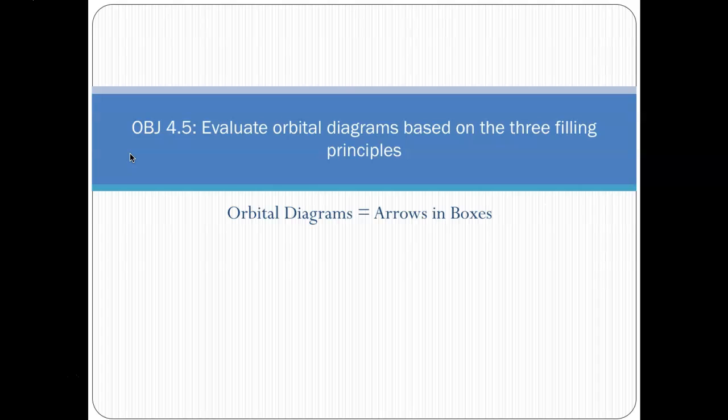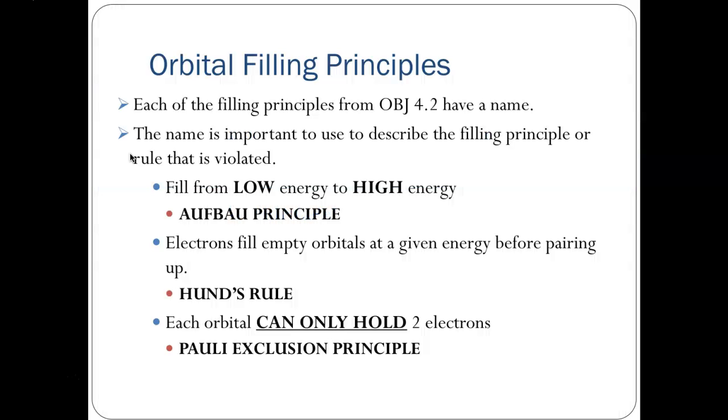All right, our next objective is evaluating orbital diagrams based on the 3 filling principles. So we have to make sure we're following the rules. Our 3 filling principles have already been introduced to you. First, we know that we have to fill from low to high energy. That is called the Aufbau principle. Next, we know that electrons fill empty orbitals at given energy levels before pairing. This is called Hund's rule.